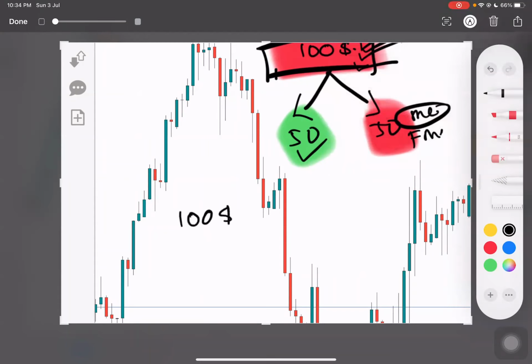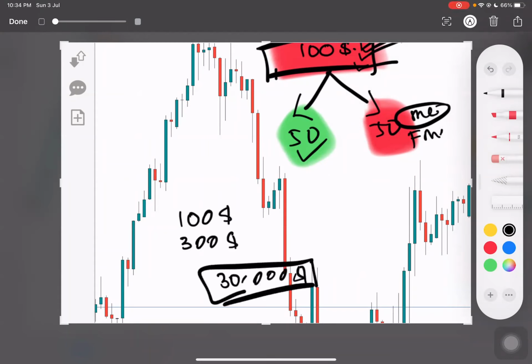100 USD or maybe 300 USD or something like that. Don't open a demo account with 30,000 USD. Of course you're not going to feel anything, because with 30,000, who wants to deposit such an amount? No one will deposit such an amount of money. So try first with 100 USD or 300 USD.